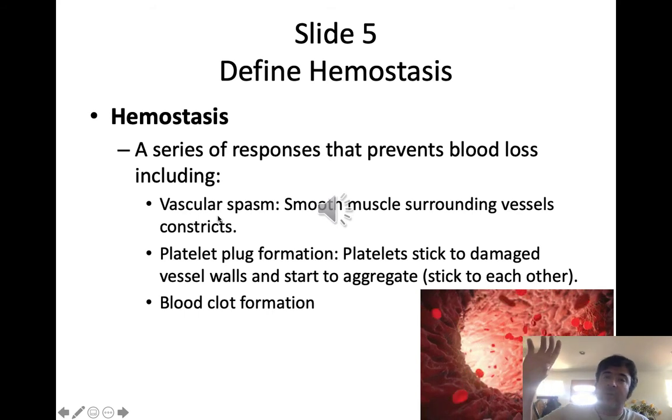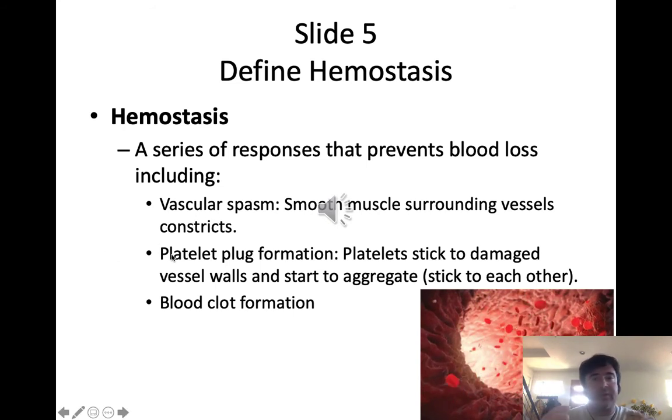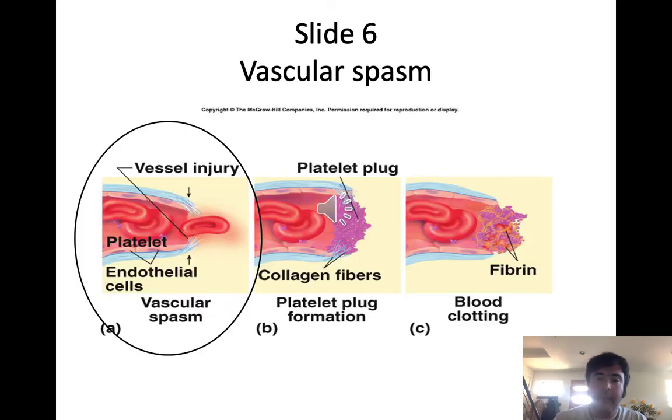Smooth muscle surrounding blood vessels that have been damaged constrict in order to slow the flow of blood into that region. Then we get platelet plug formation. Platelets stick together and start to aggregate. And then we get blood clot formation. So what we're going to do is go over each step of this hemostatic pathway one by one, and then we're going to draw a focus to blood clot formation because that tack on at the end is very, very important. So vascular spasm.